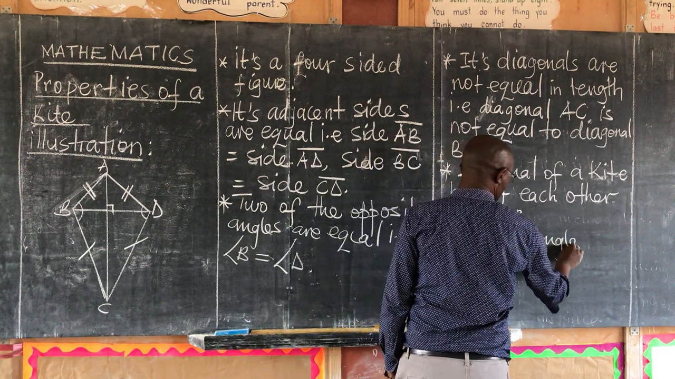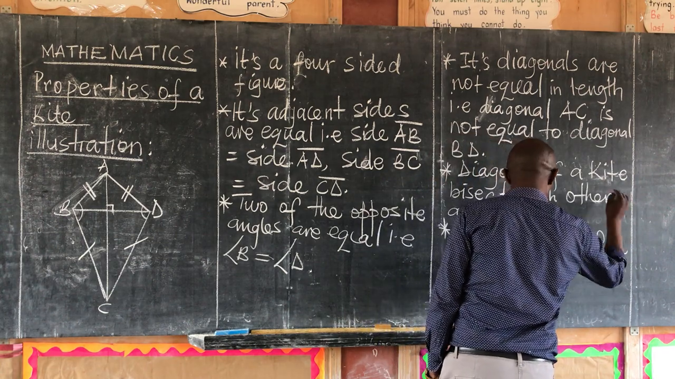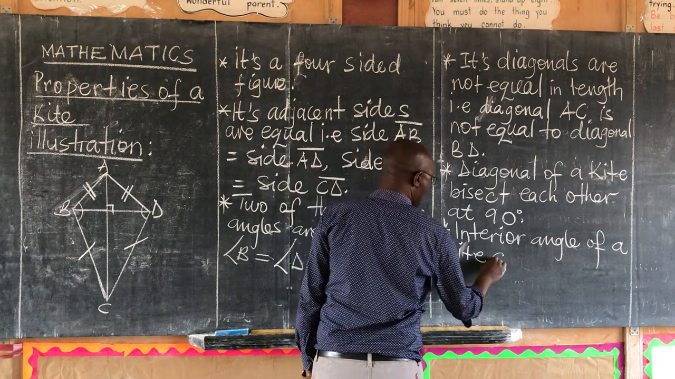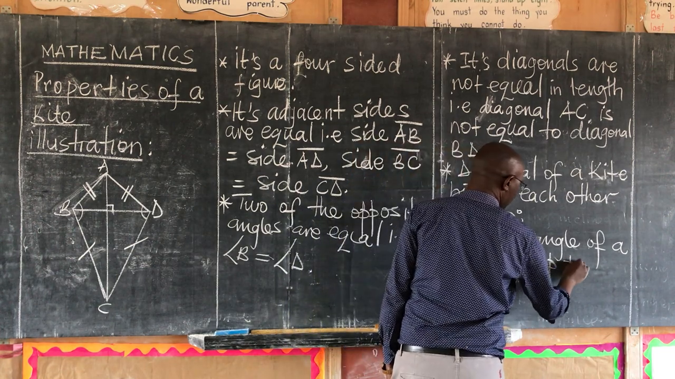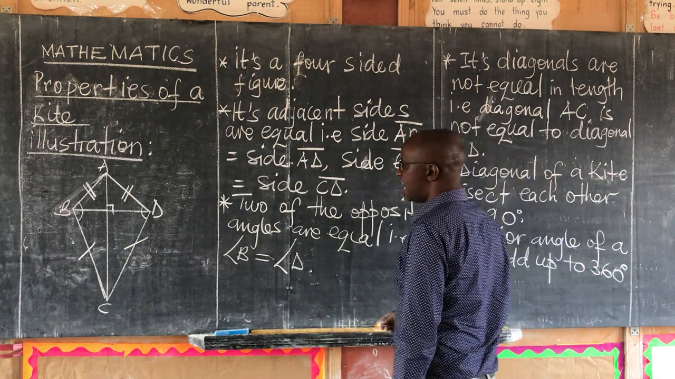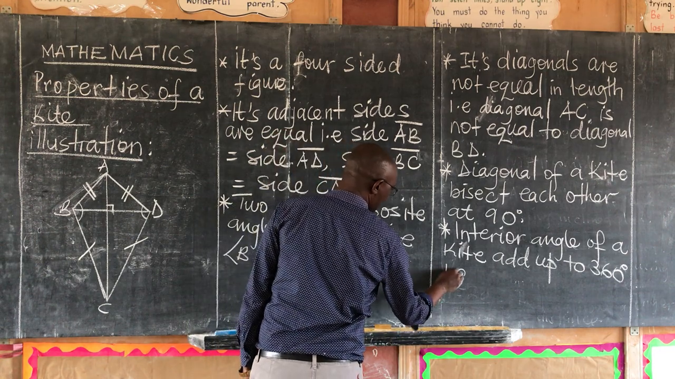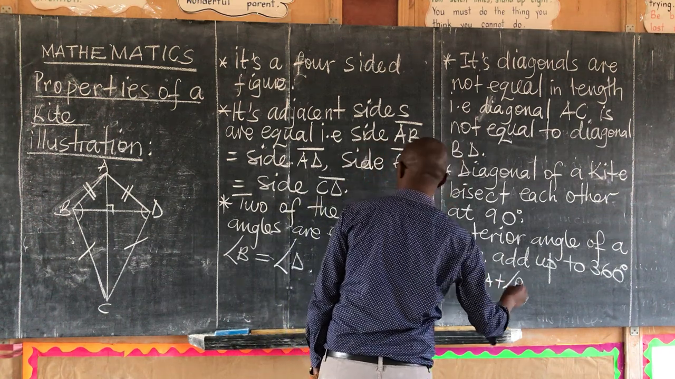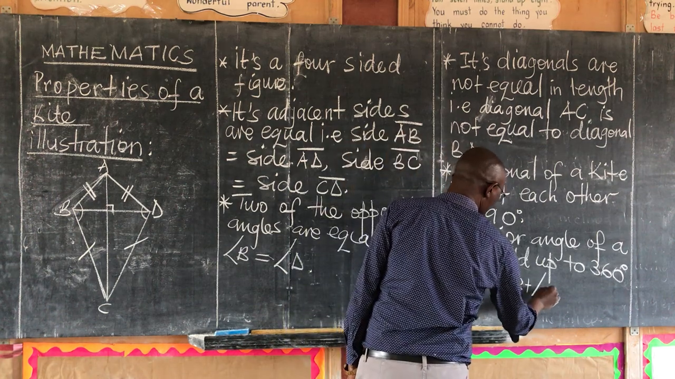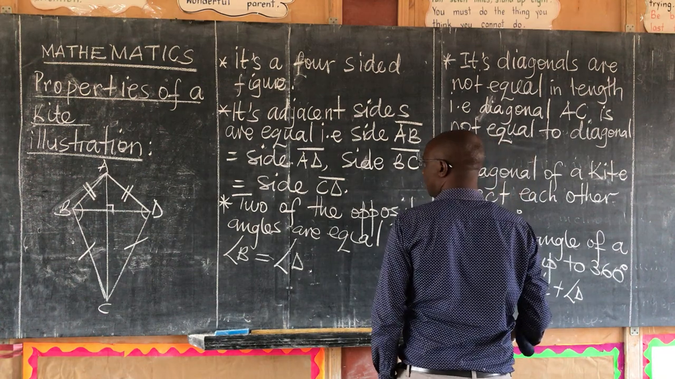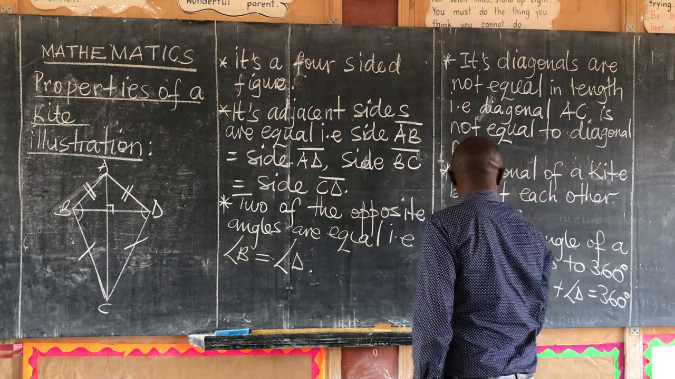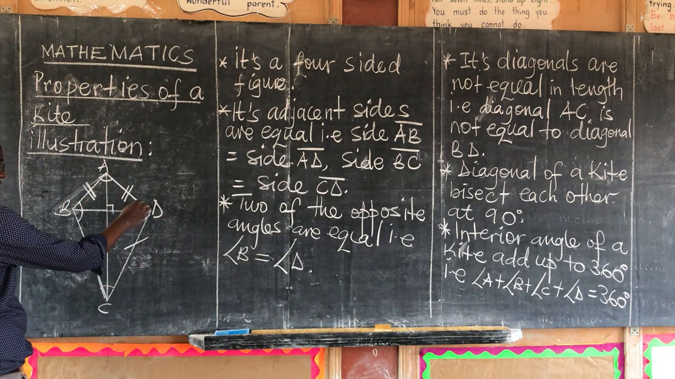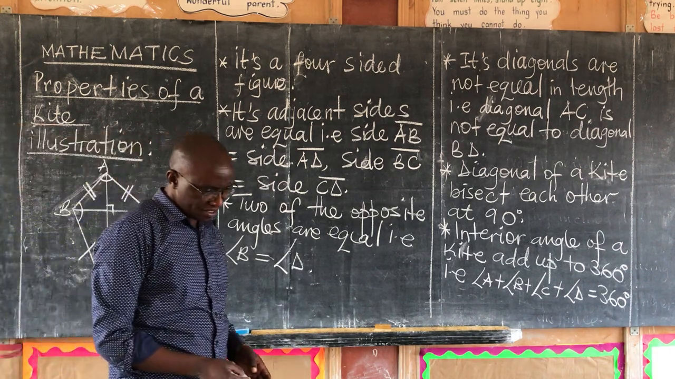Lastly, interior angles of a kite add up to 360 degrees, that is, angle A plus angle B plus angle C plus angle D is equal to 360 degrees. Meaning when you add all the angles, they add up to 360 degrees.